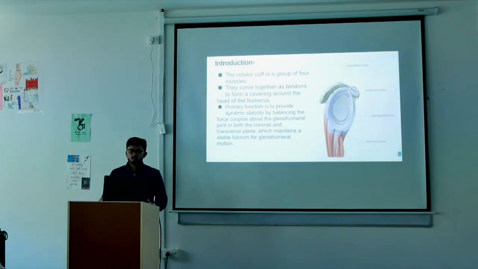The rotator cuff is a group of 4 muscles. They come together as tendons to form the covering of the head of the humerus. The primary function of the rotator cuff is to provide dynamic stability by balancing the force couples about the glenohumeral joint in both the coronal and the transverse plane.